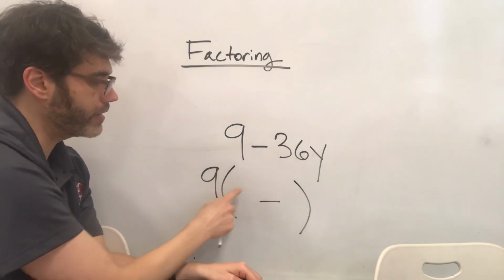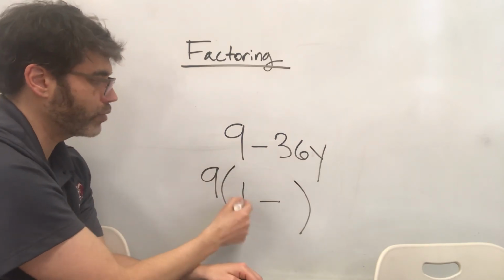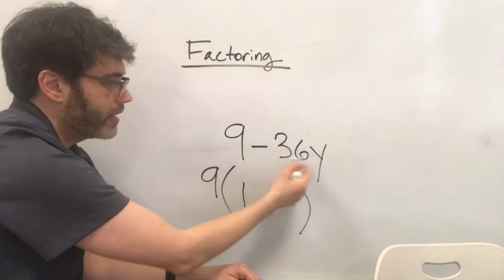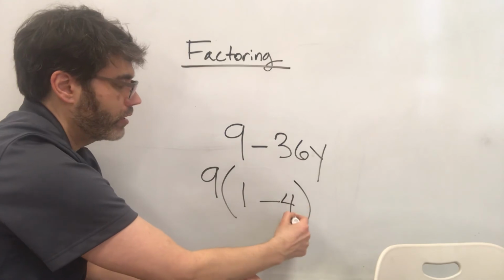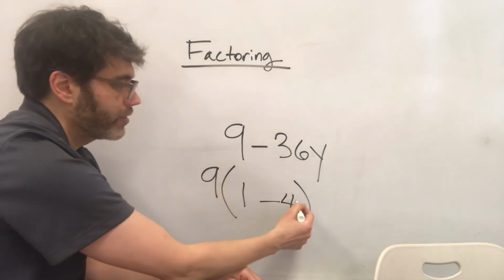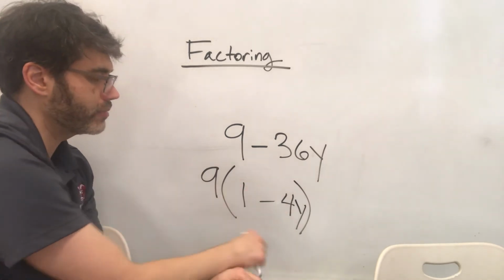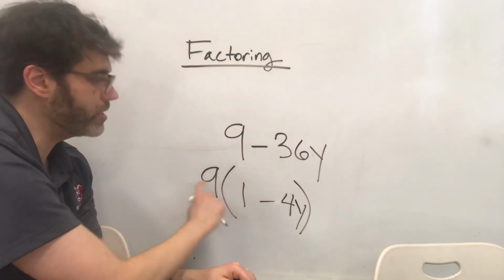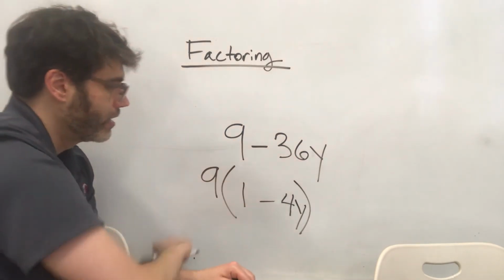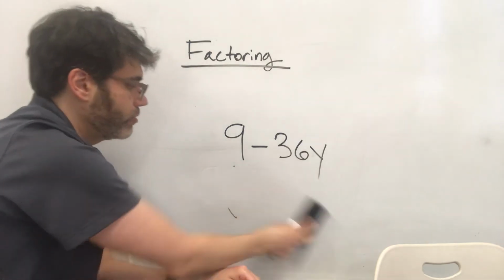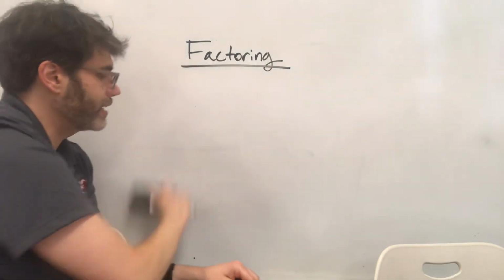What do we need to put here to get back to 9? A 1. 9 times 1 is 9. What do we need to pull out of here? A 4. Or we pull out the 9 and we're left with a 4y, because 9 times 4y gets us back to 36y. If we distributed this, we'd get back to that. Okay, one more, and I'll let you do a couple of these yourself.